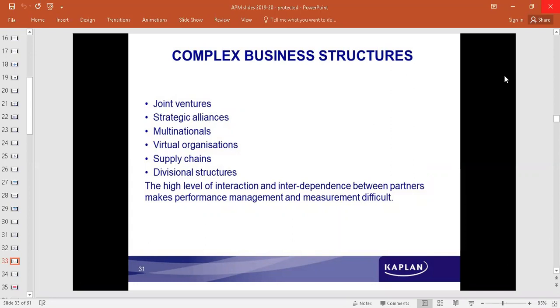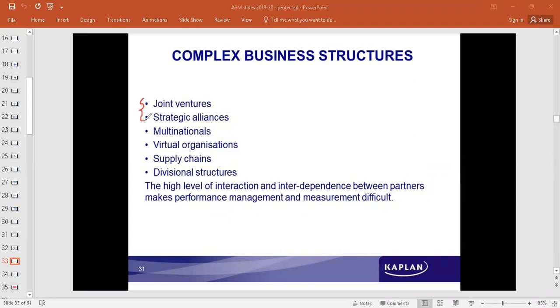We've learned one broad category of classification of business structures. We just understood that there are functional organizations and divisional organizations. Apart from that, we also see that there are certain other types of complex business structures. We see joint ventures and strategic alliances.